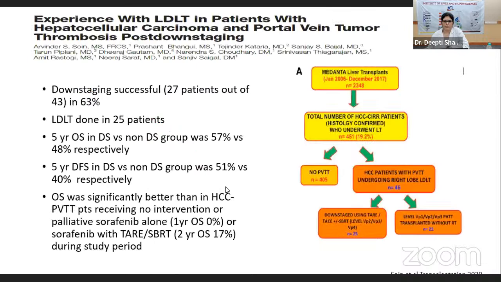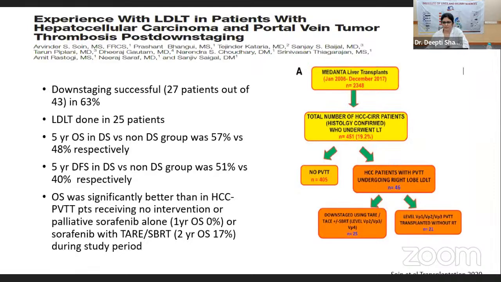Similarly, this is another paper where sequential therapy with TAIR has been used, and this paper is already discussed by Professor Bejel. Again, 63% of the patients were downstaged post radiation therapy and TAIR procedure. Further, in 25 patients LDLT was done. The 5-year overall survival and 5-year disease-free survival in the downstaged patients were better as compared to the non-downstaged group.